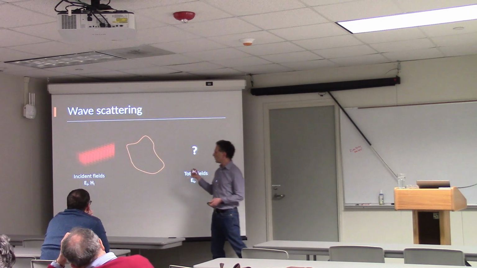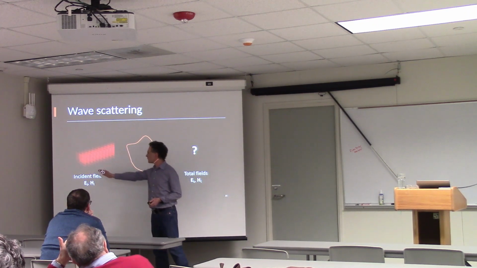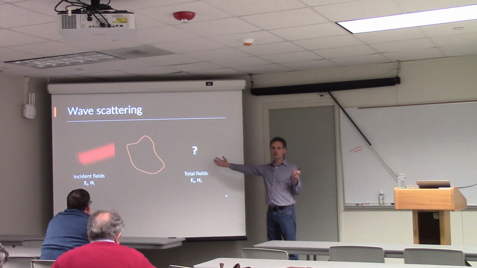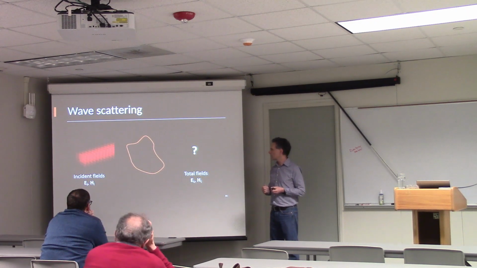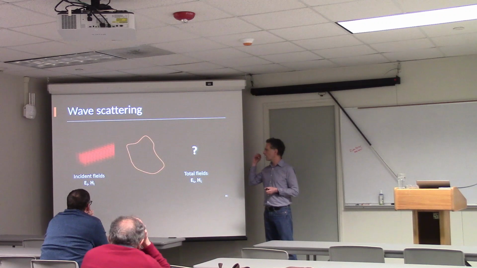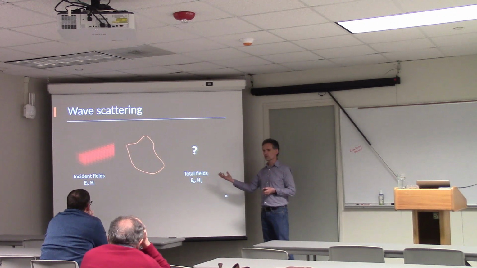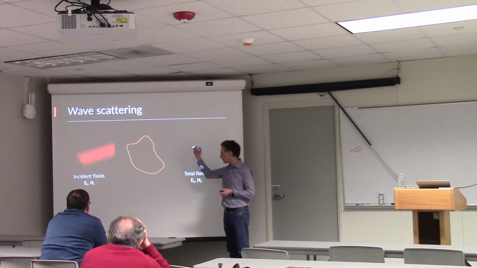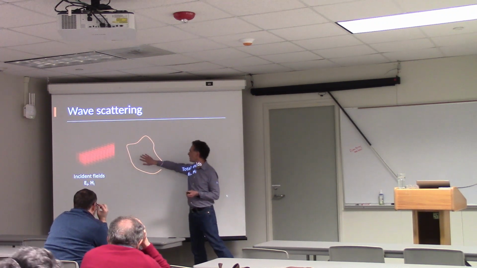In the wave way of thinking about things, you think of starting with some incident fields that in the absence of an object, you know exactly what they would do in your domain. And then you put an object there and you ask what changes about the wave field that is now supported in that domain by this object.